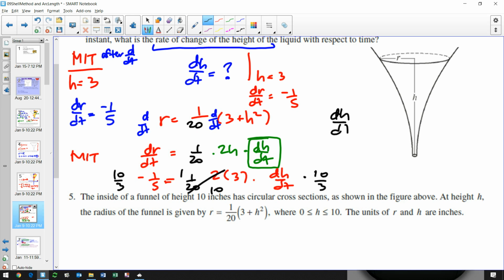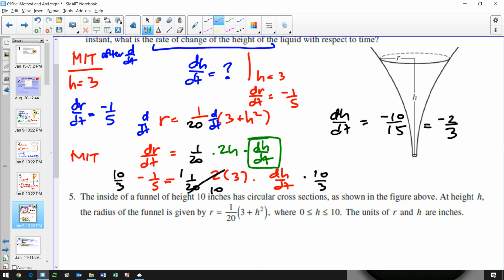So dh dt is equal to negative 10/15, which isn't simplified. And on the AP test, you don't have to simplify. So if you left it like that, that would be counted right. Okay. But if you simplified, you would get negative 2/3.